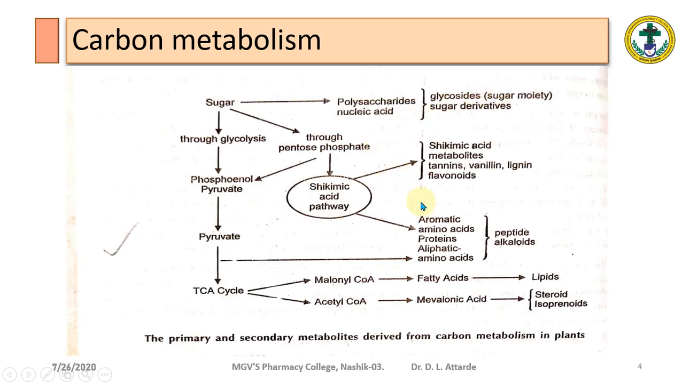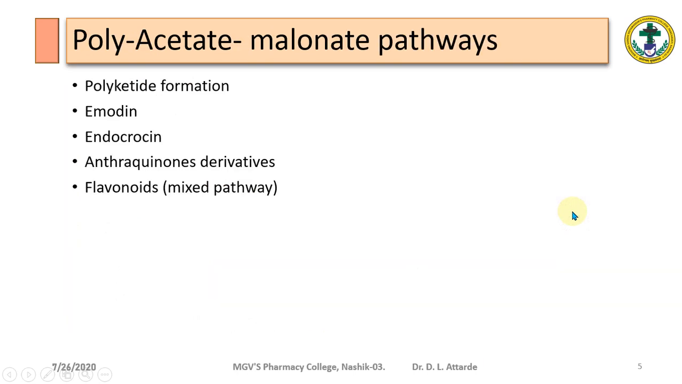Now, carbon metabolism we had also seen in the previous part. This is the same slide, showing how these flavonoids come from shikimic acid, and also the tannins and other metabolites, how they are derived, and how the mixed pathway is used. That we are going to see in this session. Now, the polyacetate malonate pathway: this deals with polyketide formation, emodin formation, endocrocin. These are the metabolite forms of anthraquinone derivatives, and we'll see how flavonoids form.